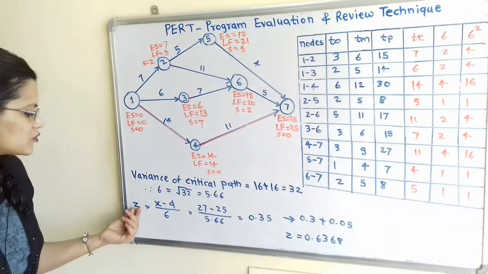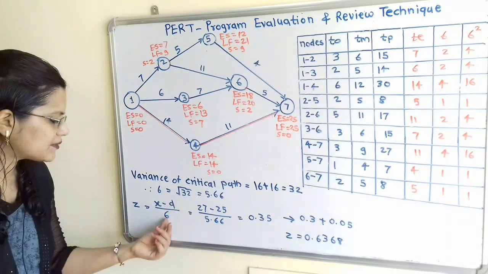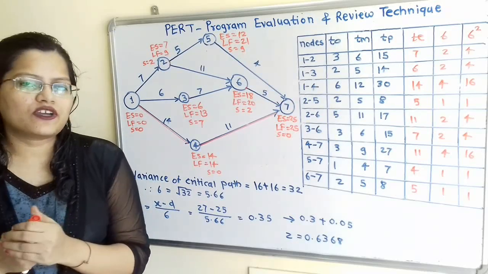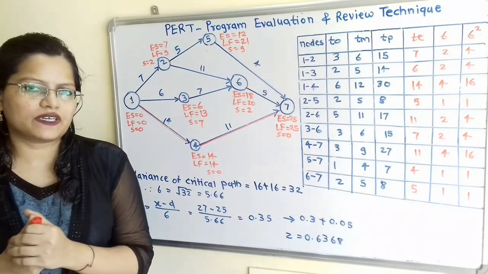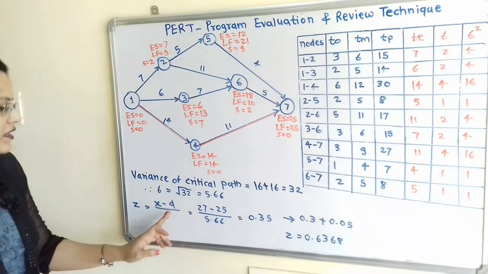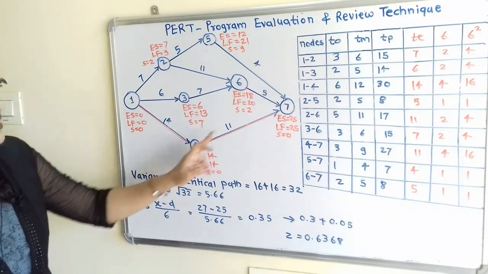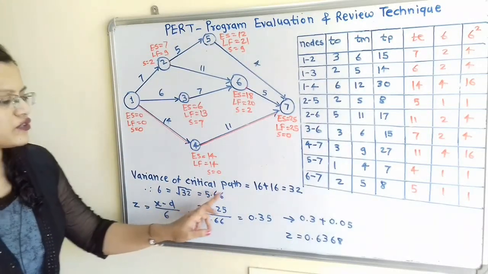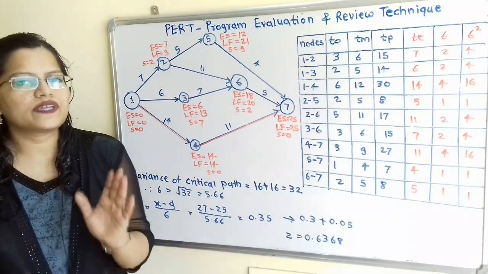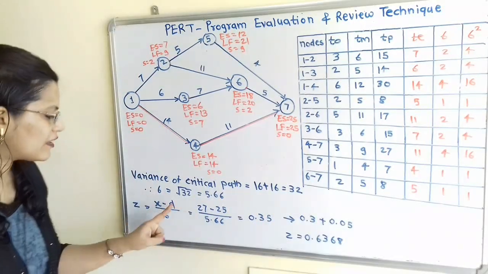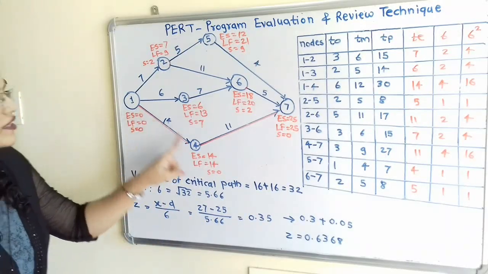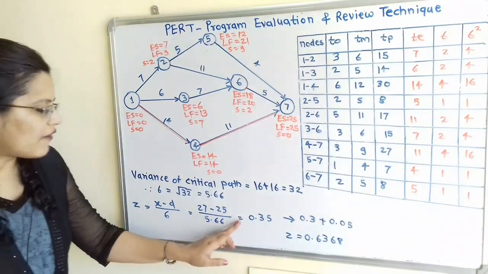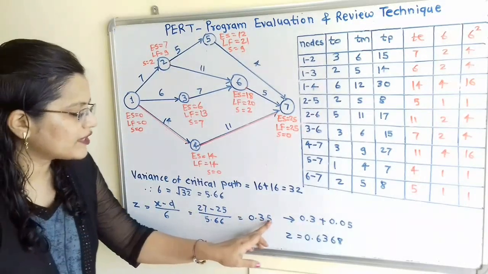Now we will find out the value of the normal distribution. For normal distribution, Z is equal to (x minus d) by sigma. Here x, that is we have to find out the probability of completing the project in 27 days. So here x is 27, d is the duration of this critical path, that is 25, and sigma is the standard deviation of the critical path. So here we have to refer to the values of d and sigma for the critical path instead of the longest path. After calculation, it is equal to 0.35.